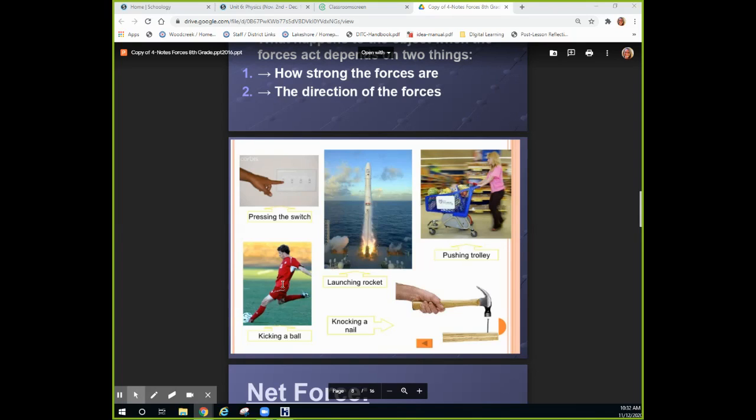Okay, kicking a ball. That ball is not going to move until a force is applied to it. So the soccer player kicking the ball is applying a force. And because the force from his kick is greater than that of gravity, the ball is going to move in the same direction that he kicked. Okay? When you hammer in a nail, the force coming from your motion is greater, so the nail is going to move in the same direction, which is down.